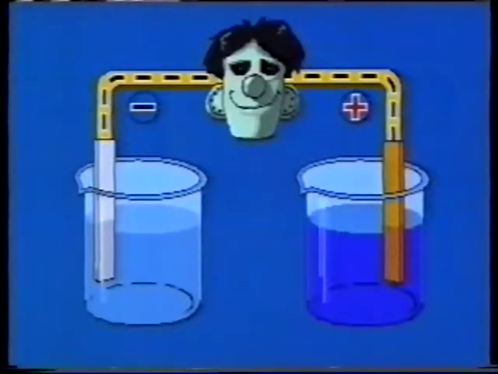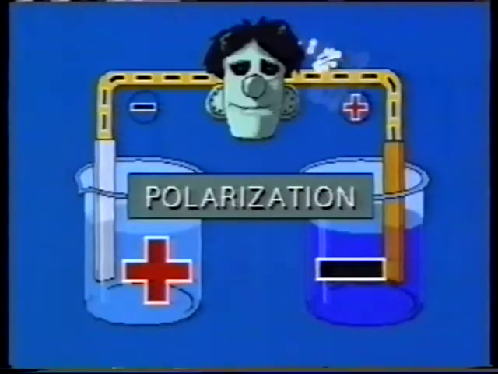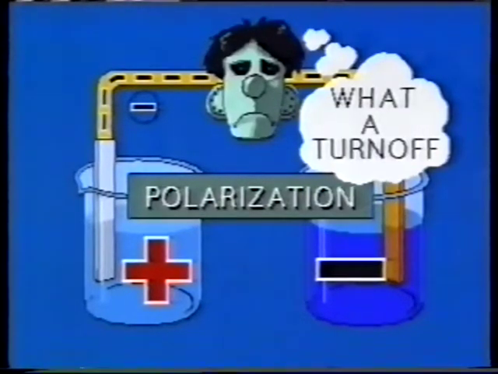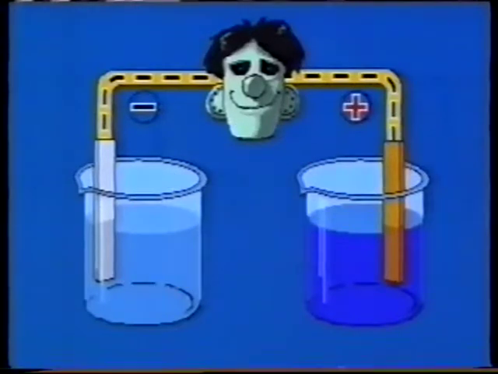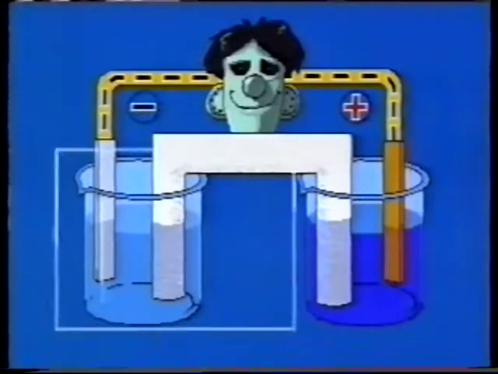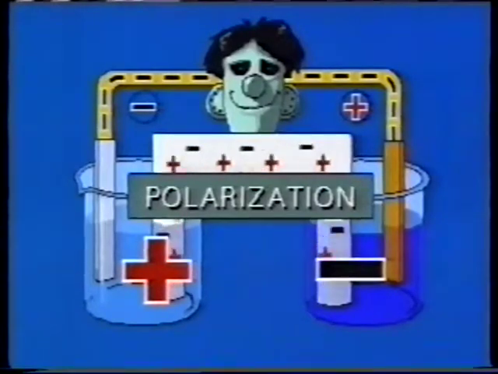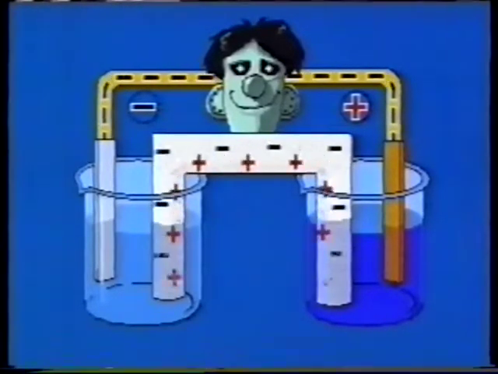This buildup of opposite charges is called polarization, and it quickly causes the electron flow to stop. It is the salt bridge that prevents a buildup of positive charge. In the zinc half of the cell, it allows the positive ions to migrate to the opposite cell. In the copper half of the cell, negative ions can migrate to the opposite side. Together, these migrations prevent polarization from occurring.